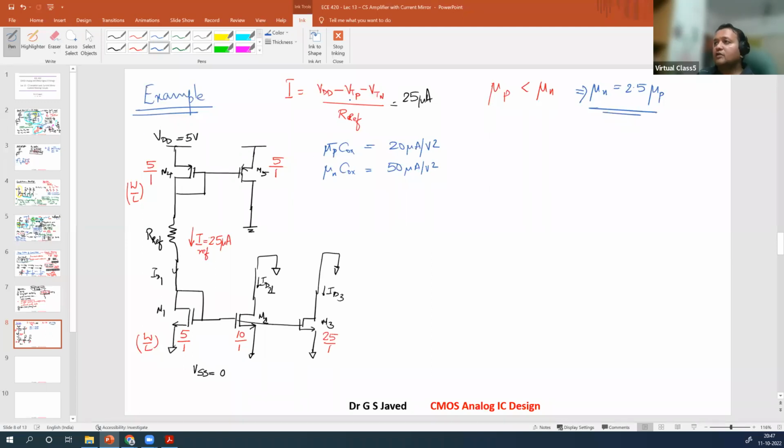Now you have this. Next value that you need: what is VTP and what is VTN? Let's make life simple. VTP is equal to -1 volt. VTN is equal to +1 volt. Now the design statement is: find the value of RF which will satisfy this criteria. This is your question.